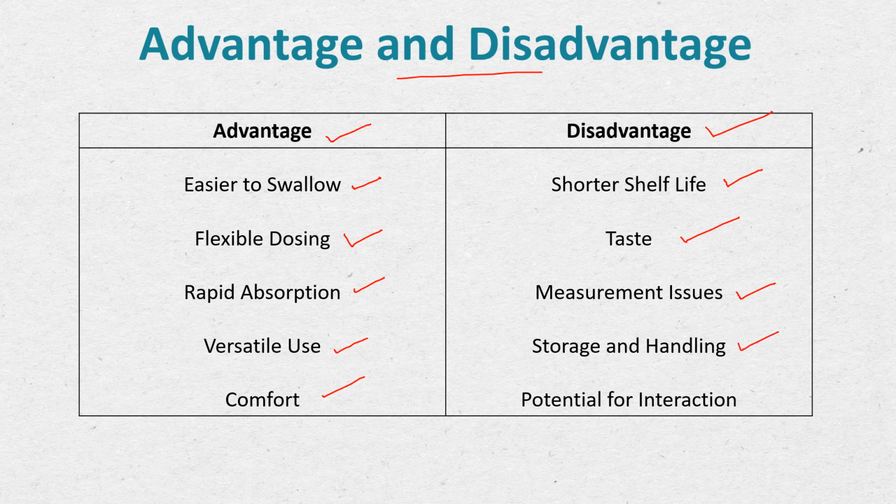Next is storage and handling. Liquid dosage forms may need special storage conditions like a refrigerator, and can be more cumbersome to handle and transport. Next is potential for interaction: they can interact with other substances or food more easily, which might affect the medication's effectiveness. So these were the advantages and disadvantages of liquid dosage forms. While writing in the exam, you write one or two sentences about each point so that it is feasible for you.